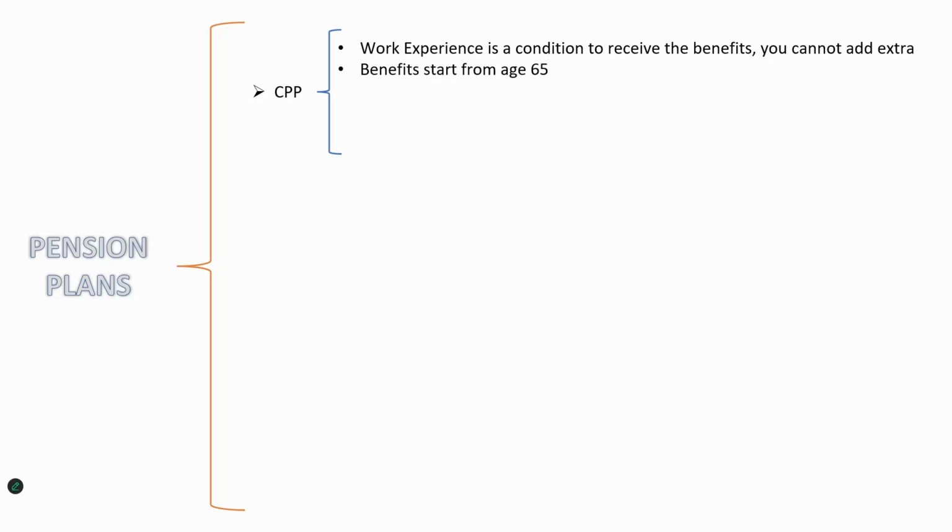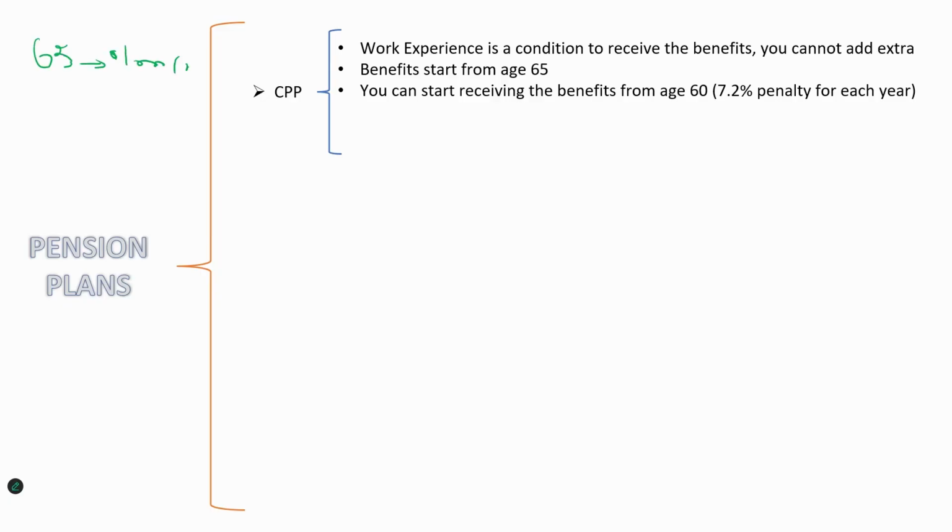Your benefits start from age 65, right? But you have the opportunity to start from age 60. If you start before age 65, there's going to be a 7.2% penalty for each year. So what does that mean? Let's say at age 65, you were supposed to get $1,000 a month from CPP. If you decide to get it at age 64, there's going to be a 7.2% penalty on it. So basically, you're going to lose $72, right? So it's going to be $928 a month that you're going to get.